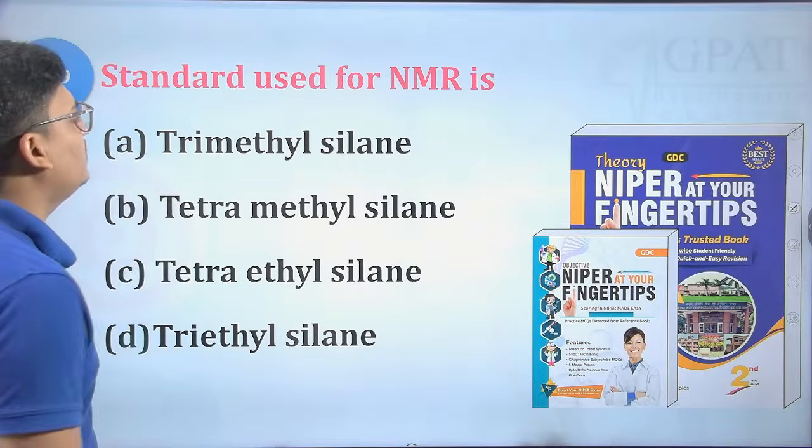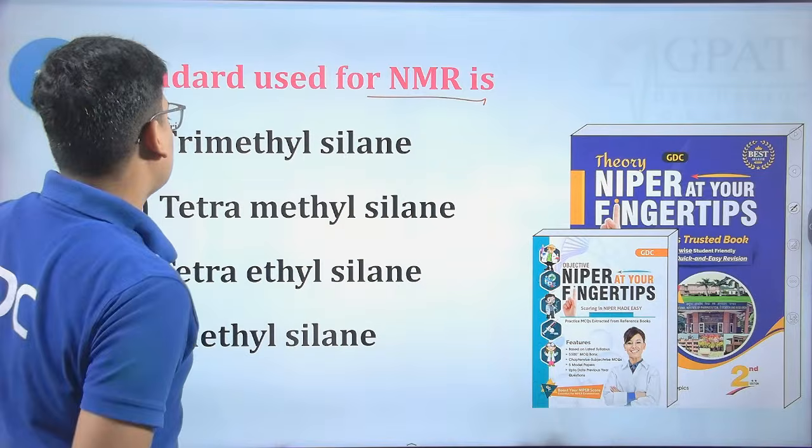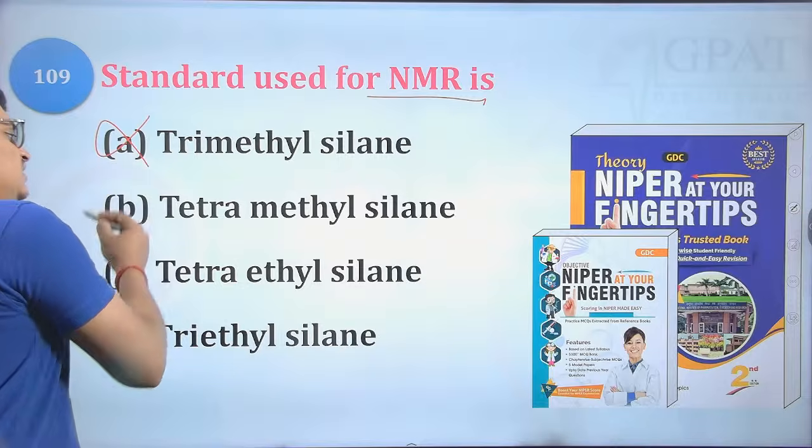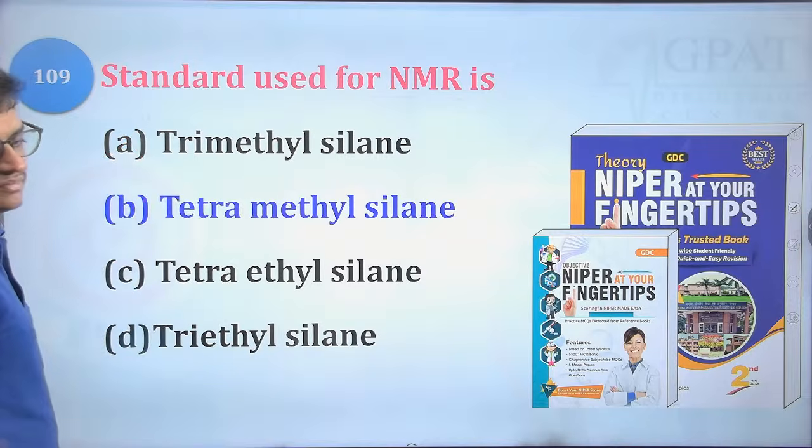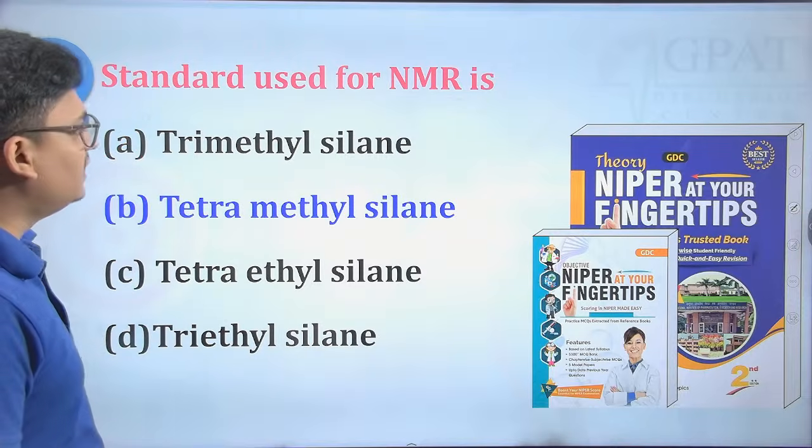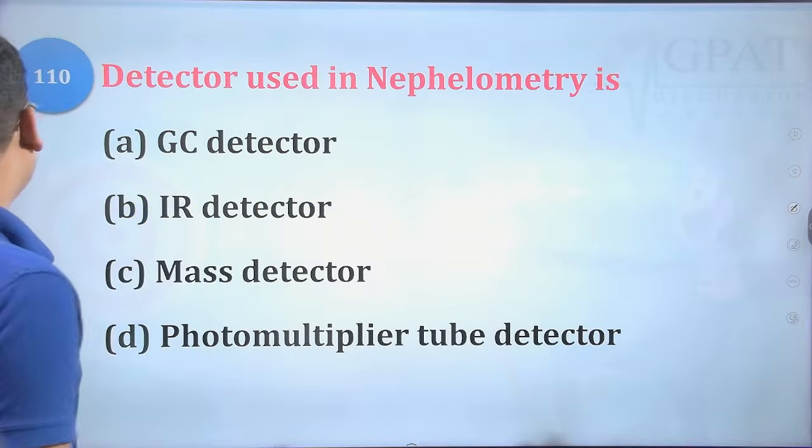Standard used for NMR. The NMR is having a standard. Why? That is trimethylsilane. No, tetramethylsilane. Tetramethylsilane is the standard used here.